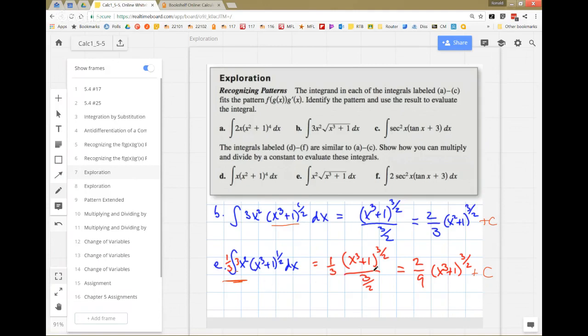Now we can differentiate. We can't forget about that 1/3. Take the x cubed plus 1 to the 1/2, raise the power by 1, so we're up to the 3 halves again. Divide by 3 halves, which is the same as multiplying by 2/3. 1/3 times 2/3, the 3's cancel. You get a 2 on top and a 9 on the bottom. Add a constant, and voila, we have the integral.